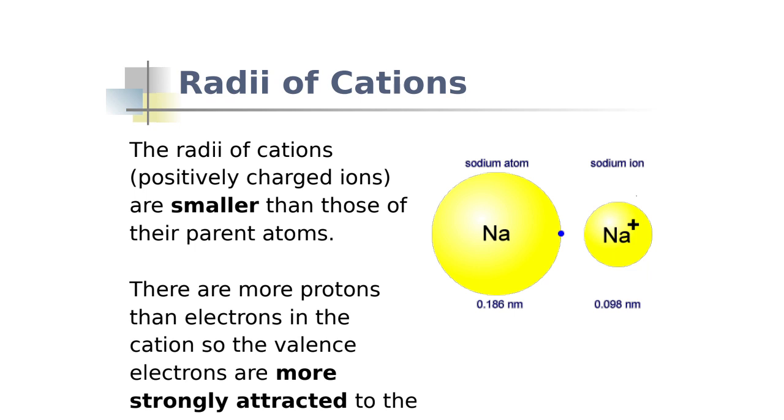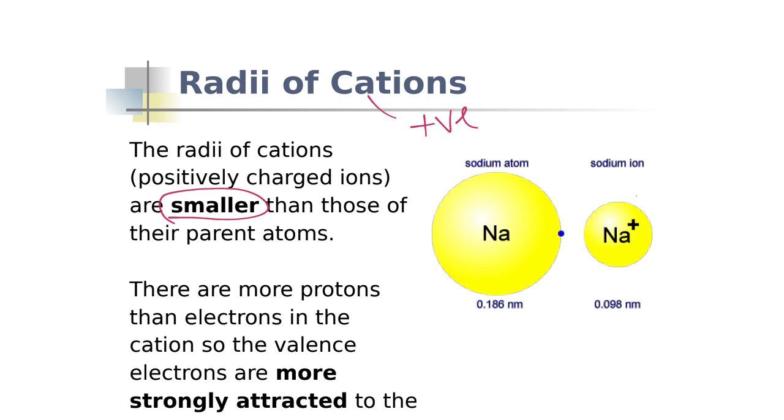We are aware that electrons can come and go out of the valence shell of atoms. And when that happens, we form ions. If you have a cation, and recall that a cation is a positively charged ion, those radiuses are going to be smaller than those of their parent atoms.